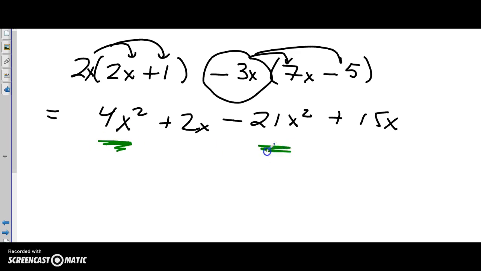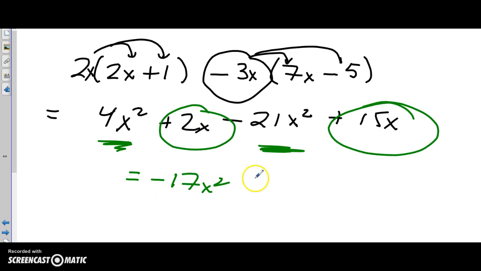I have x squared. I have x squared. I have 4. I have minus 21. Together, I have minus 17x squared. And here I have 2x and 15x, and coincidentally, it's also 17, but this is plus 17x. And that's it. Okay, hopefully that makes sense.